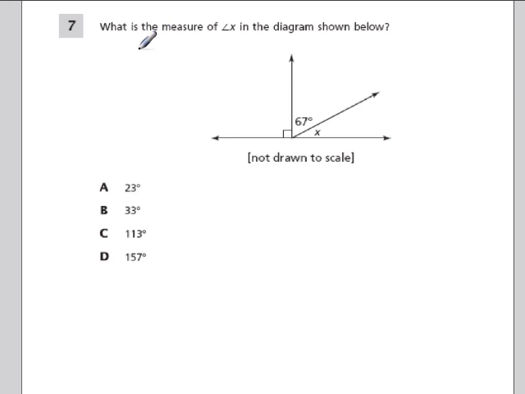So in this case, it says, what is the measure of angle x in the diagram shown below? Well, here you can tell that we have this straight line, and this symbol right here, it looks like a square, means that's a 90-degree angle. So now, on this straight line, which takes up this whole arc, that's 180 degrees. But we already know that this is 90, so we take 90 away.